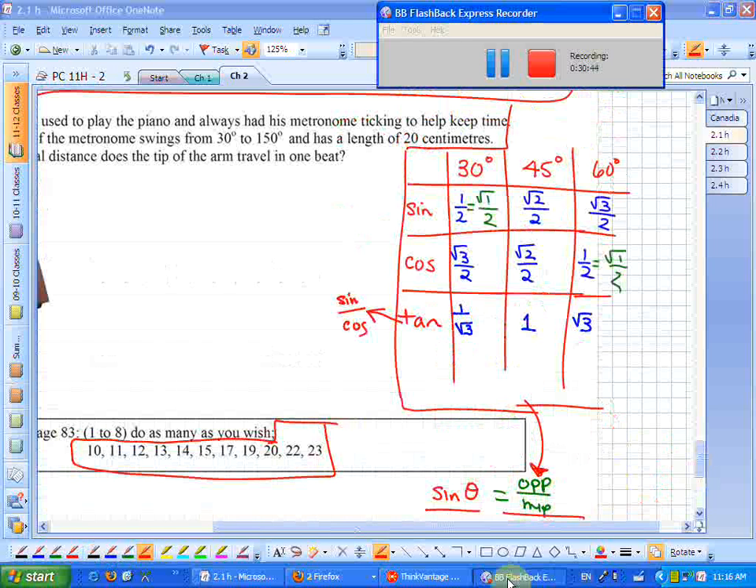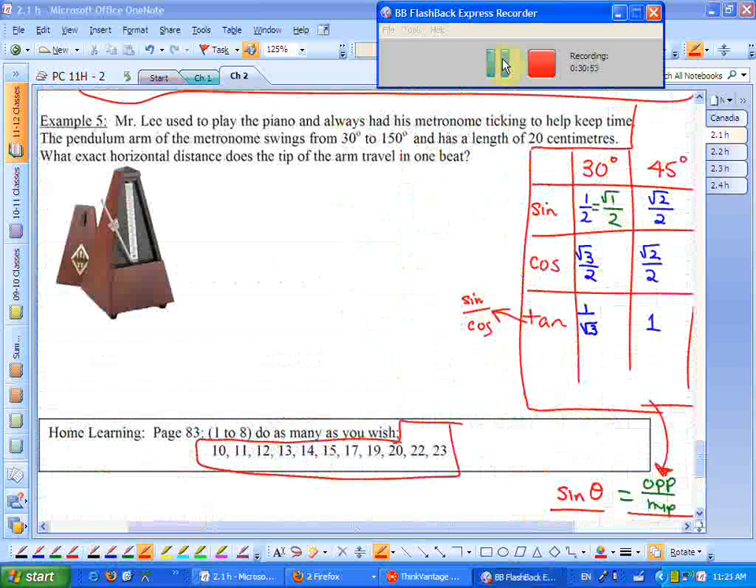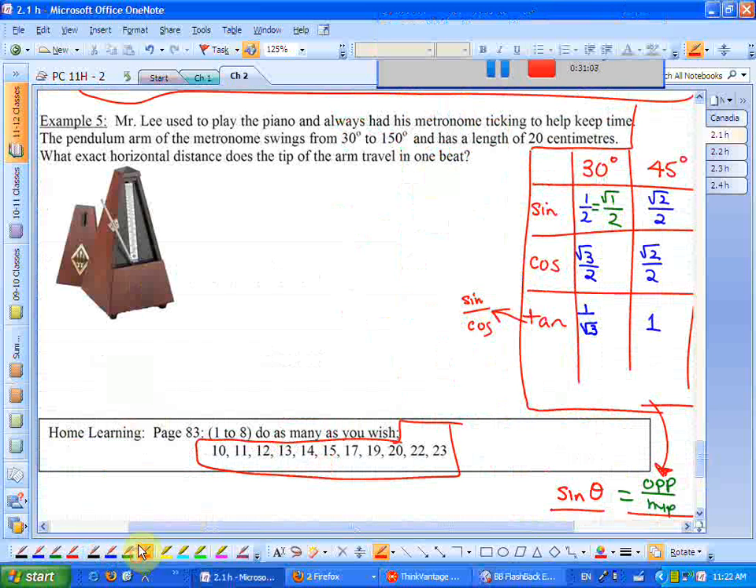I still play, but I don't play very well. See, the problem is, I should pause this, okay? Here's what I used to do when I played piano. Because I didn't play very well, I always had my metronome ticking. Have you seen those things? Tick, tick, tick, tick. So here's this metronome, and it ticks, okay? And notice it says this. It swings from 30 degrees to 150 degrees.